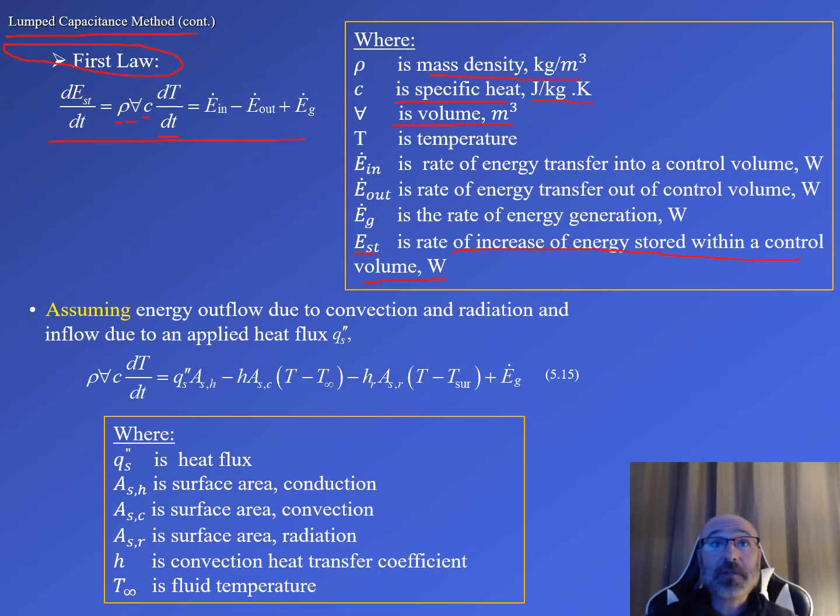Now this is going to be equal to our E dot in, which is going to be the rate of energy transfer into the control volume in units of watts again, minus our E dot out, which is going to be our rate of energy out of the control volume, still in units of watts, plus our E dot sub G, which is going to be the rate of energy generation, again in units of watts.